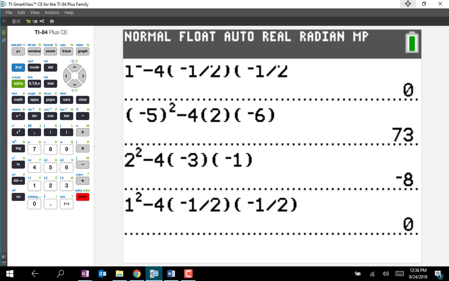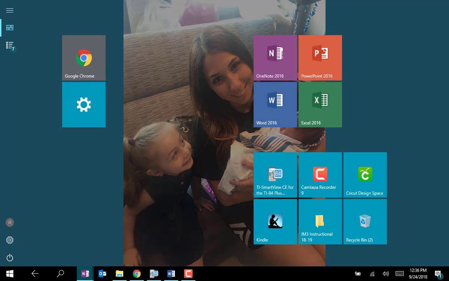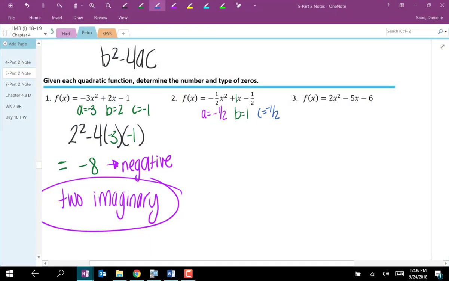Did anyone not get 0? Okay, cool. So you got 0. That's your discriminant. Let me write it out. I have 1 squared minus 4 times -1/2 times -1/2. And when you put that in the calculator, you got 0.